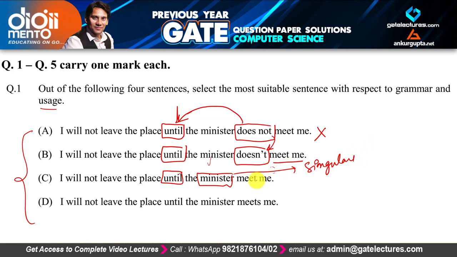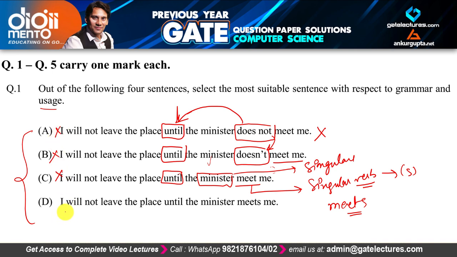But when I'm saying meet, now this meet is a singular verb. So whenever we use a singular verb, generally we use small s with the verb. So instead of meet, it should be meets me. So option C is also wrong, B is also wrong, A is also wrong.